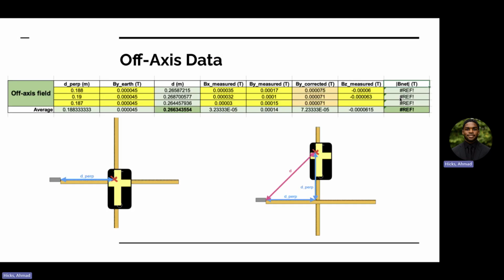Here's our off-axis data. To find the off-axis data, it's a similar procedure to the on-axis data. However, what we do is move the magnetometer up and perpendicular to the direction of the axis. In this table are the results of the X, Y, and Z components at perpendicular distances. And as you can see, the difference between the on-axis data and the off-axis data is shown in the pictures below, in the movement of the magnetometer.